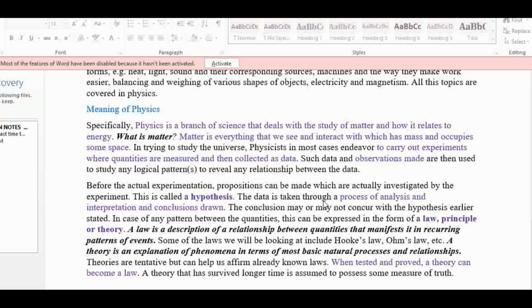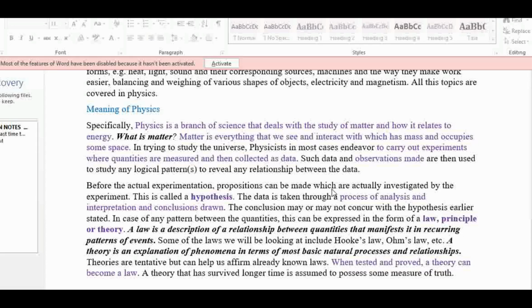The data is taken through the process of analysis and interpretation, and conclusions are normally drawn. The conclusion may or may not concur with the hypothesis earlier stated. In case of any pattern between these quantities, this can be expressed in the form of laws, principles, or theories. Now, what is a law?